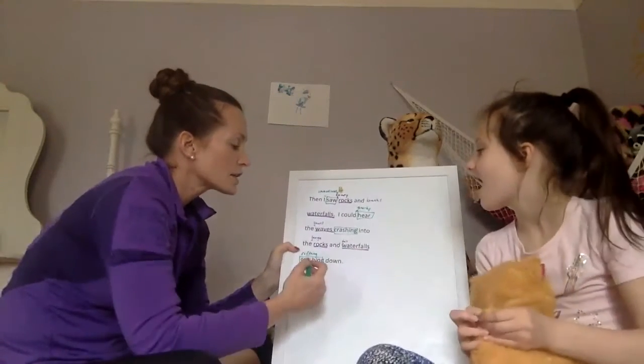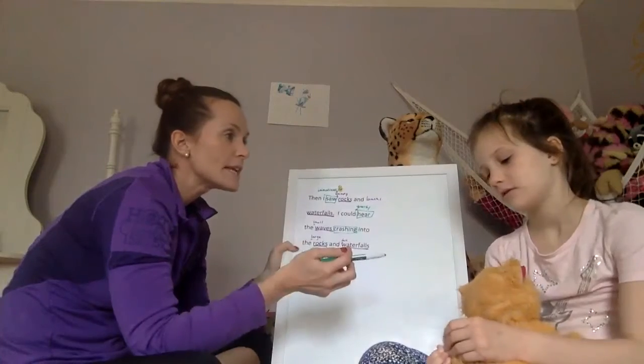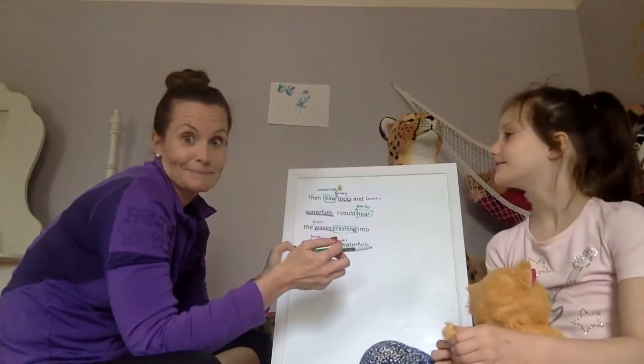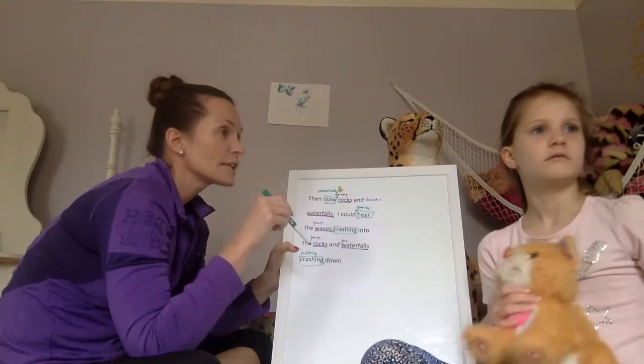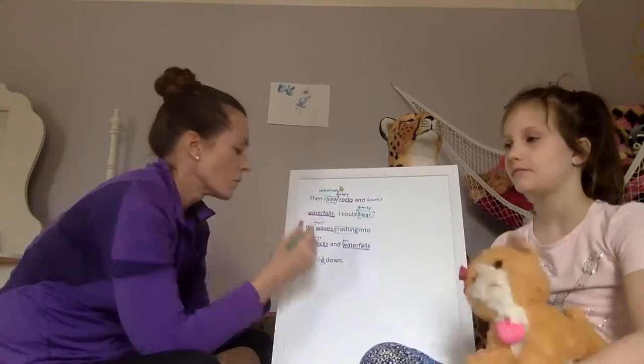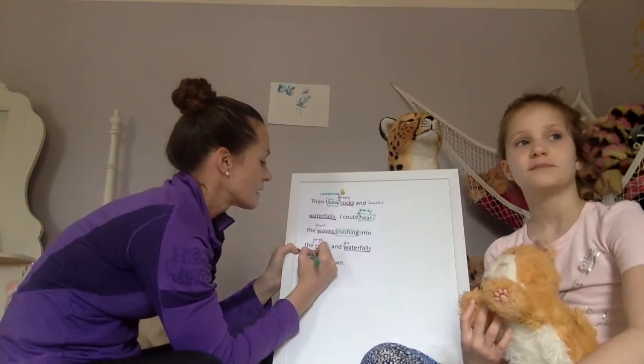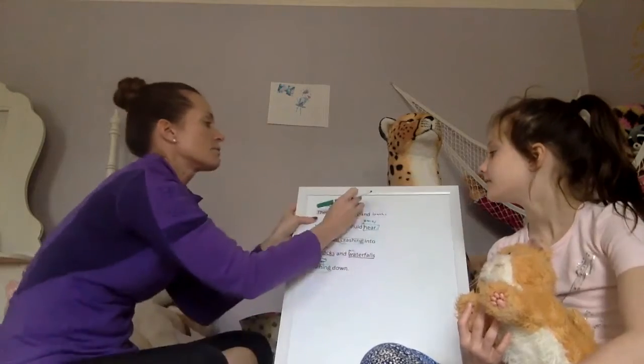So the waterfalls, were they plummeting? Do you know what plummet means? Nope. Second grade, I've got to take it down a notch. Okay, the waterfalls were trickling down, pouring down. Pouring. Now we're talking. There's a bee in here. Pouring down.